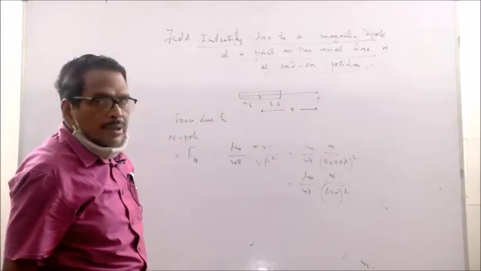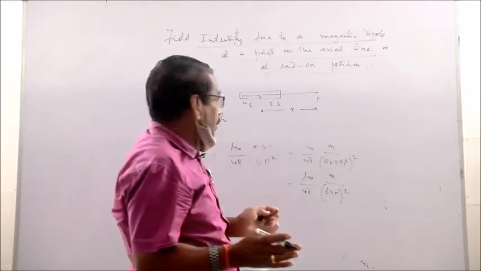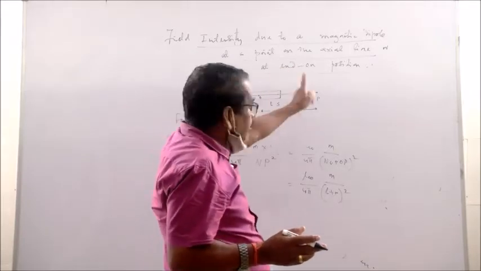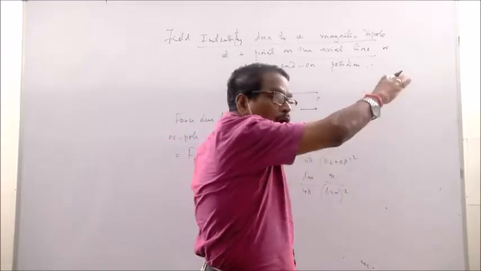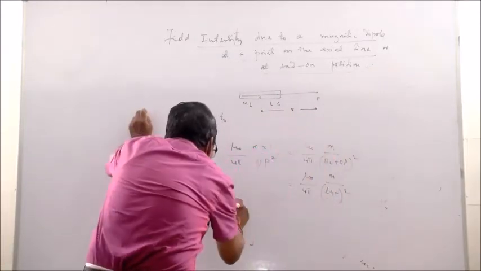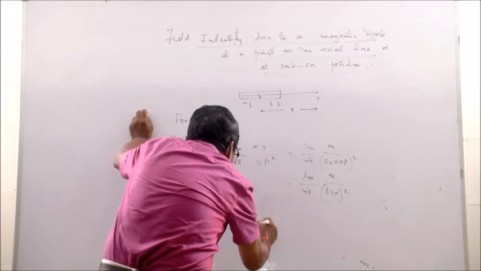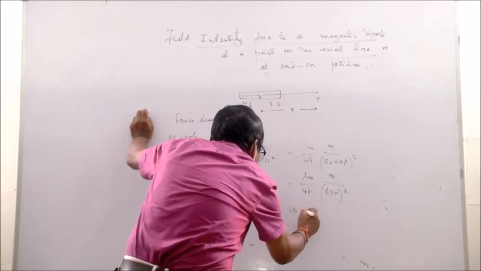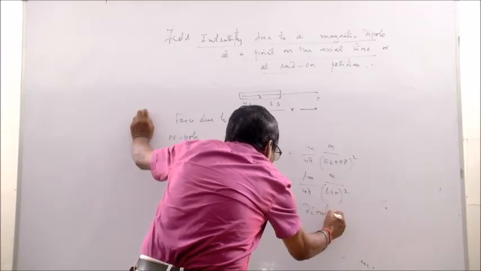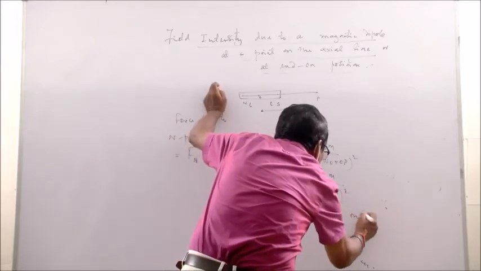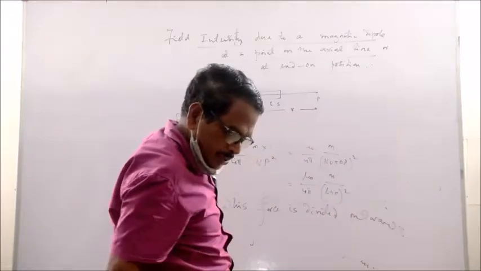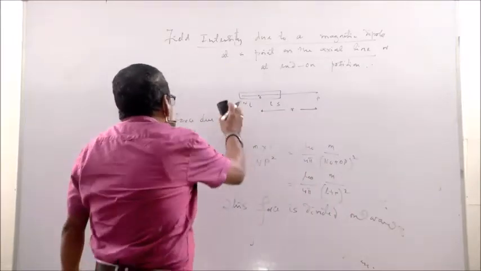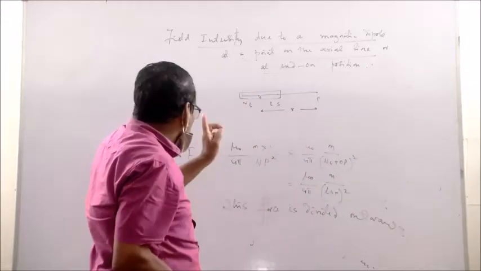Fn. So what is the direction of this force? This is a north pole, this is a unit north pole. So the direction must be a force of repulsion. So this force is directed outwards. Now we have found out the force due to north pole.